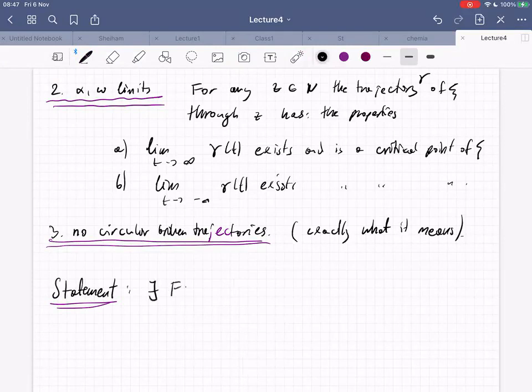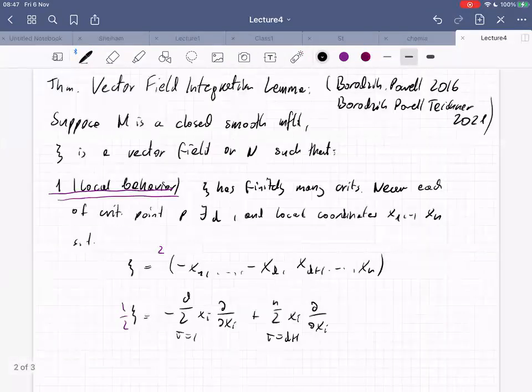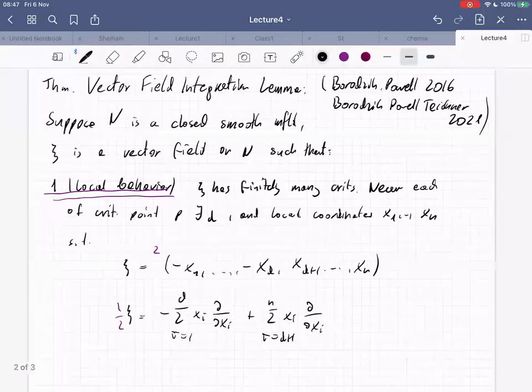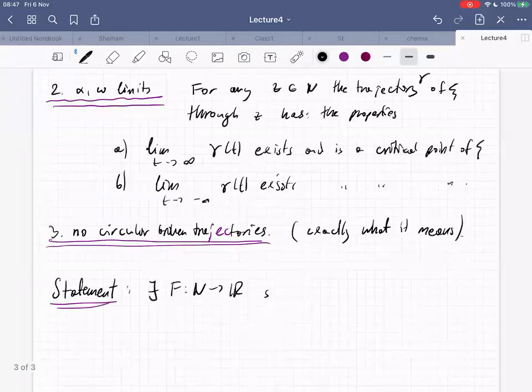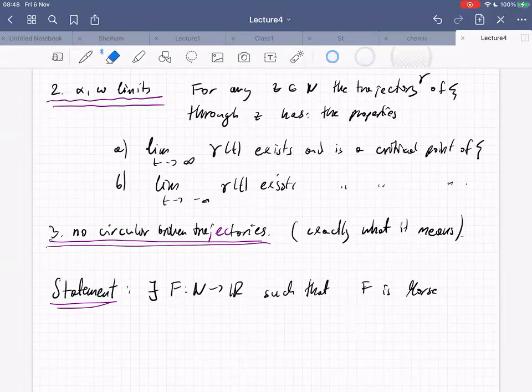There exists f from N to R. It's N, used to be M, but I switched to N. I think in the mood I'm now, it's much better to use N. I'm sorry about that. Such that f is Morse, and ξ is gradient-like.